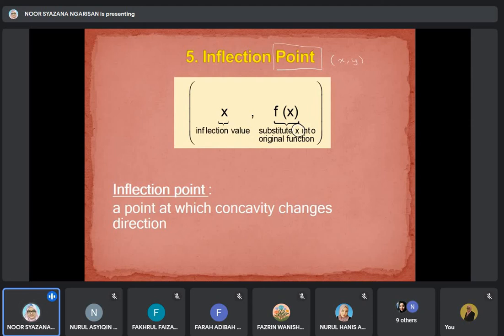So what is inflection point? A point at which concavity changes direction. Contoh, katalah mula-mula graf awak concave downward macam ni kan. Sampai kat satu point, dia tukar jadi upward. So this is inflection point. Ataupun kalau lah mula-mula dia upward, graf tu mula-mula senyum. Senyum, sampai kat satu point, dia tukar jadi masam. So this is inflection point. A point at which concavity change direction.